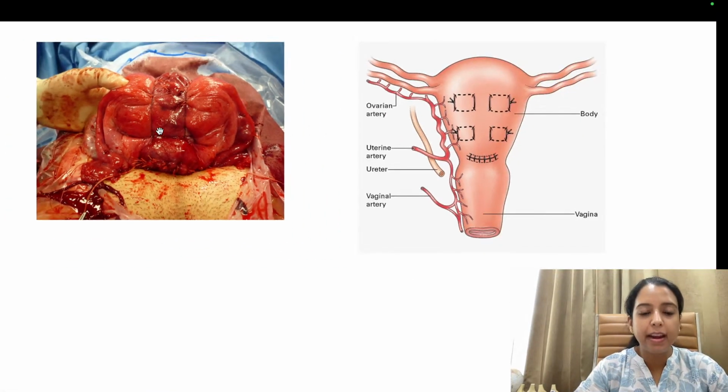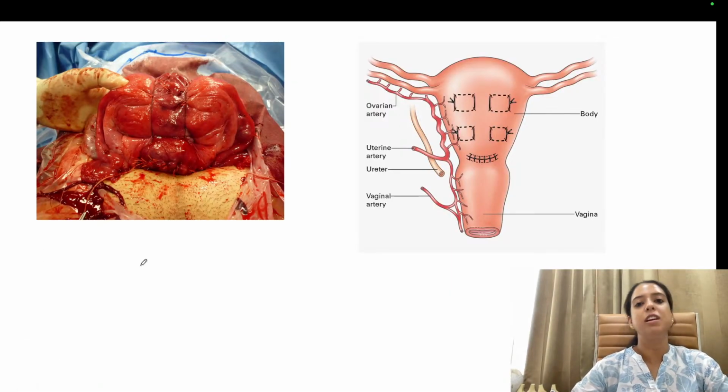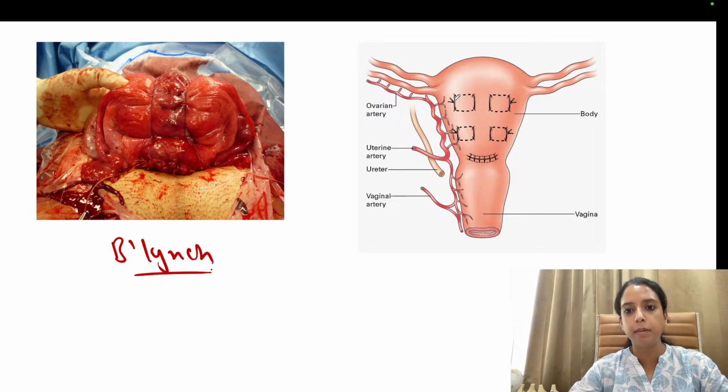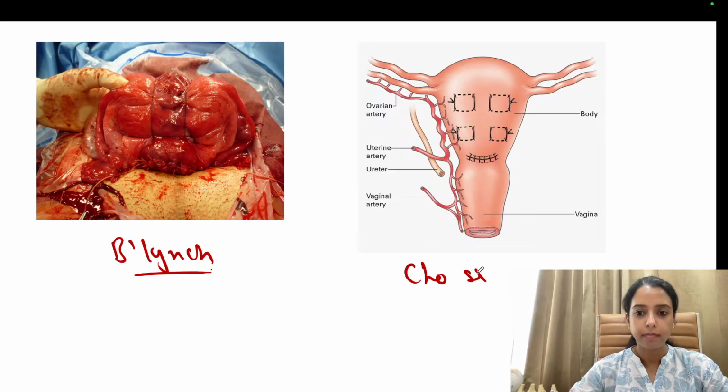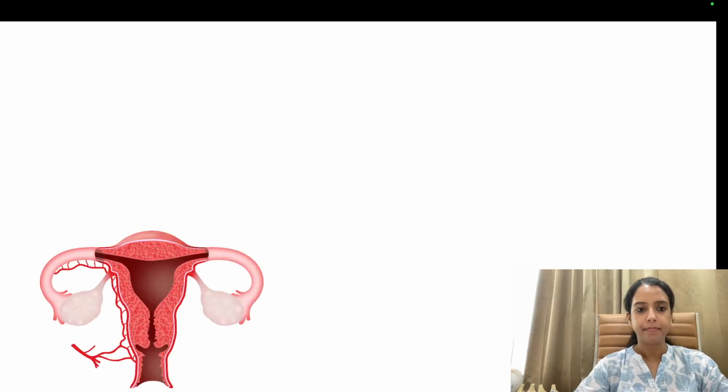It's a surgical management for PPH. If the patient is bleeding and not managed by uterotonics or by balloon tamponade, you use surgical methods where you give B-Lynch suture. This is B-Lynch, and sometimes you don't give B-Lynch, you just apply square sutures. This is CHO sutures. Okay?